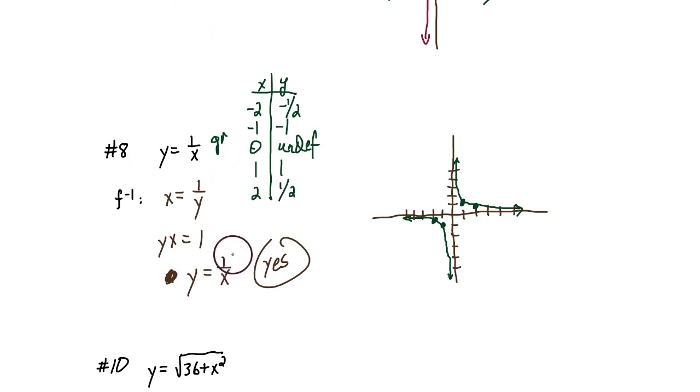Let's switch to red ink for our inverse. Hey, that equation is identical to the first one. So we would draw the exact same hyperbolas. The red ones simply overlap the green ones. This is a special case where this function is its own inverse.